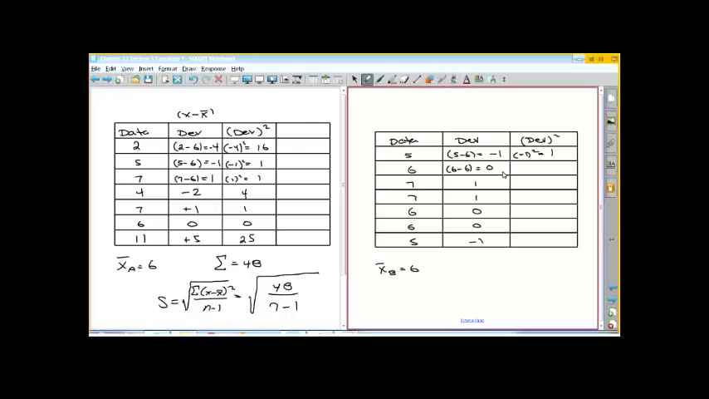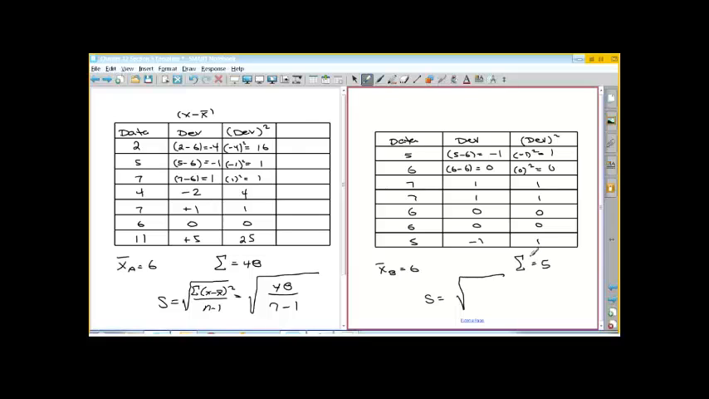So I'm taking negative 1 squared, which is positive 1. Here I take 0 squared, which is 0. So I can just look at these and square them now. 1 squared is 1, 1 squared is 1, 0, 0. Negative 1 squared is 1. So now I add them all together. And instead of getting 48, I only get 5.